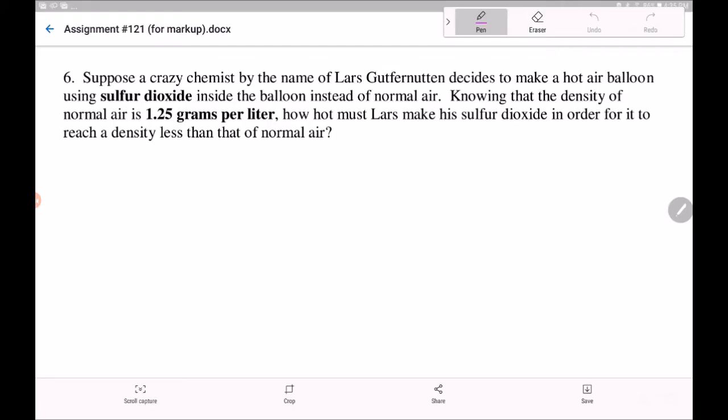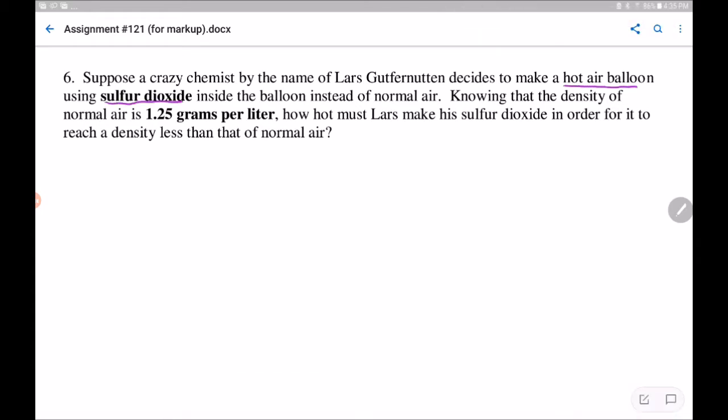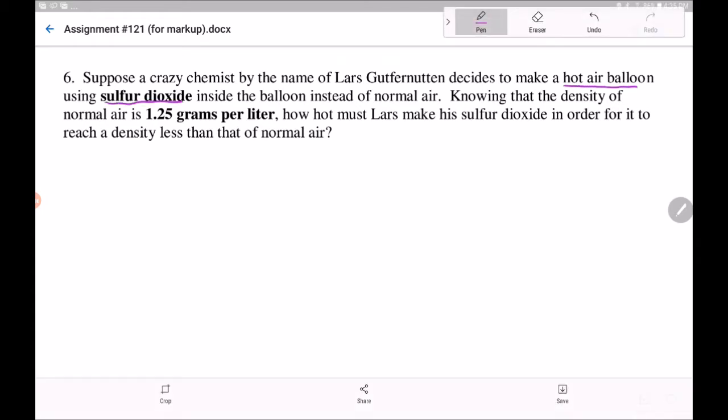Here we go with question number 6. The given information is we have a hot air balloon and it's filled with sulfur dioxide, which is foolish because sulfur dioxide is very dense, as you've seen. But let's do the problem.